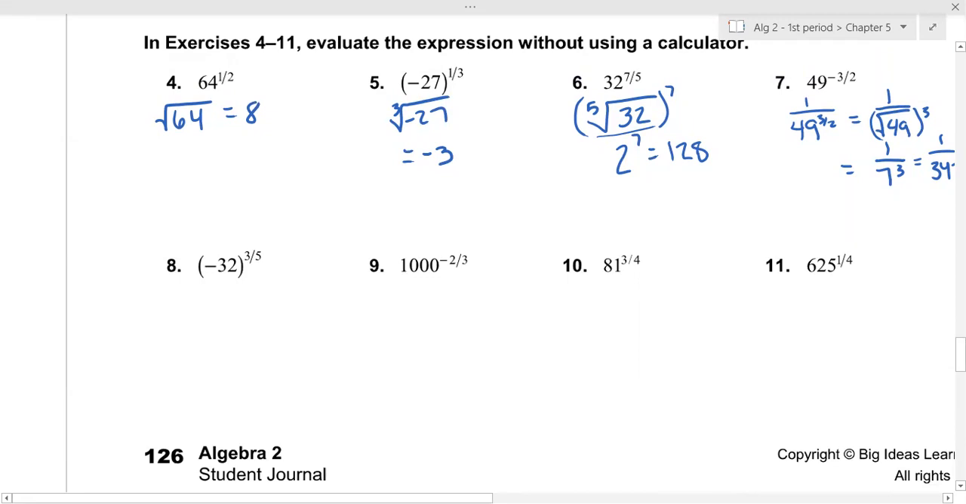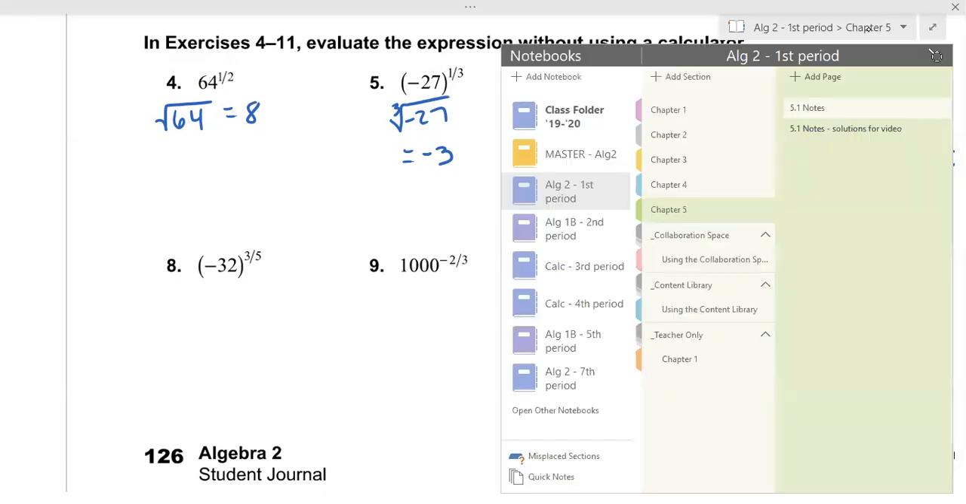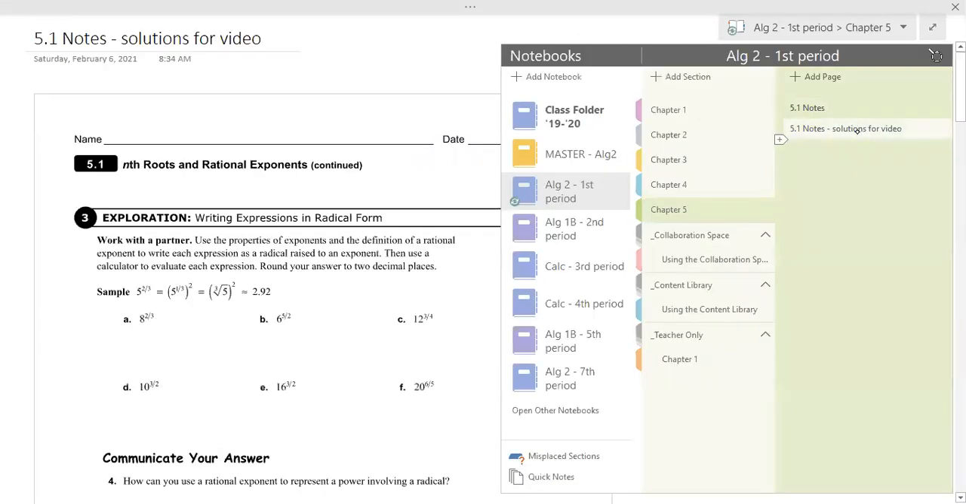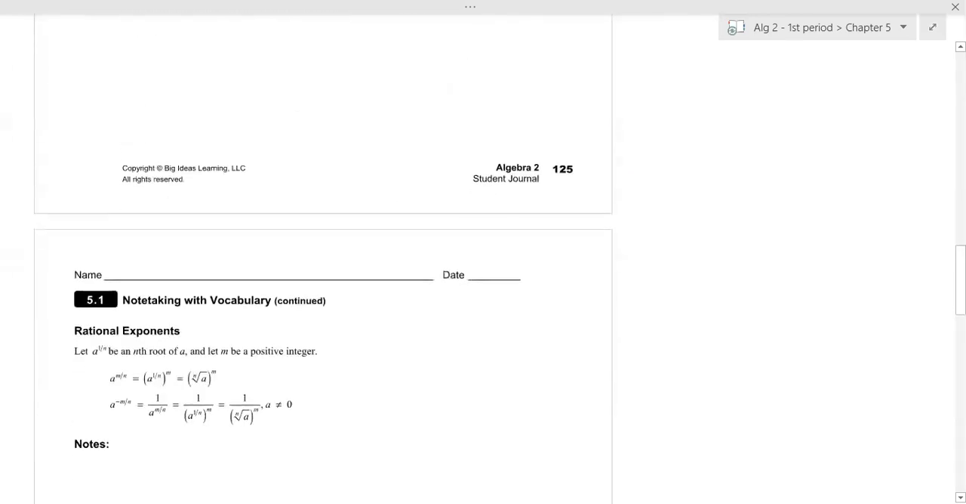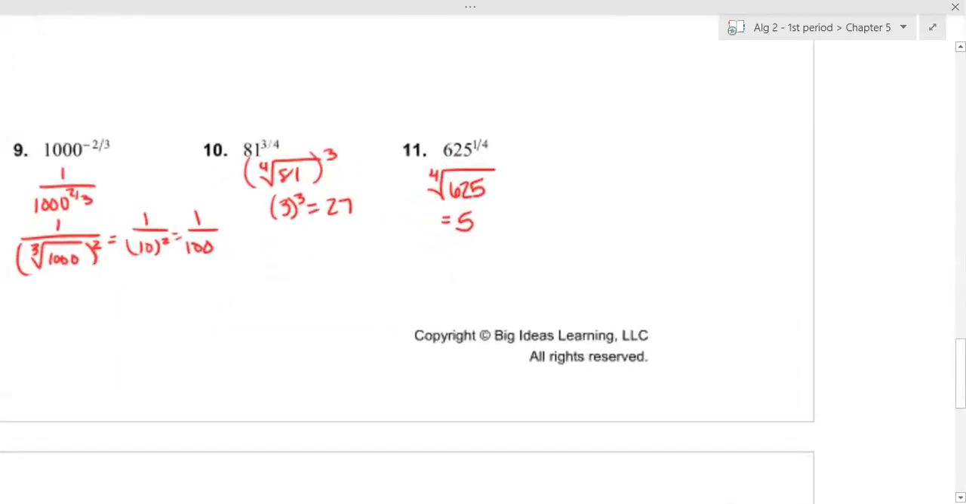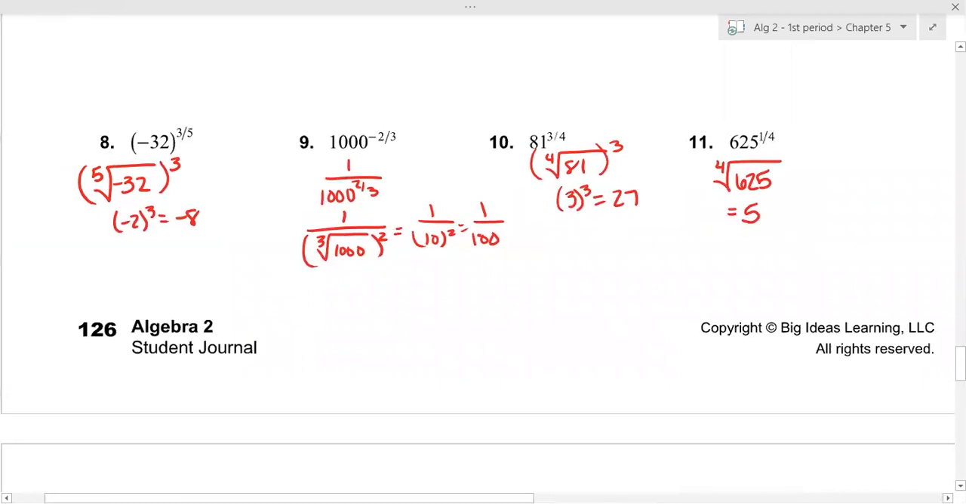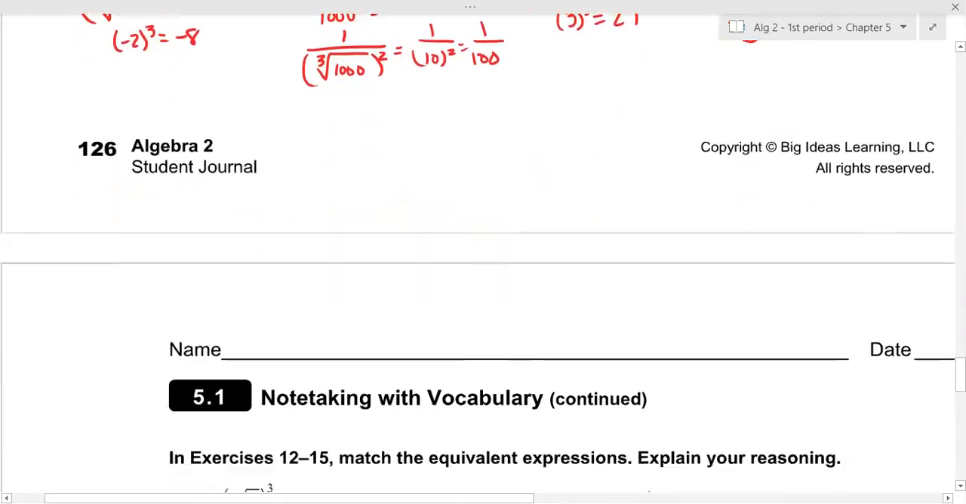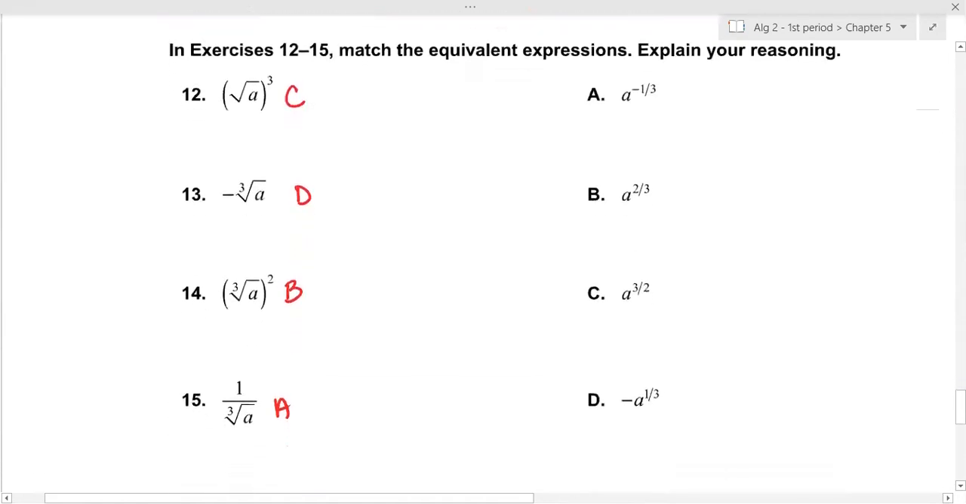Okay, hopefully you got some answers on your paper here. What I'm going to do is flip over to the answers to show you so that you can check what you have on your paper and check your 8, 9, 10, and 11. Let me know if you have any questions. And then 12 through 15 should be C, D, B, A. All right, good luck with the rest of the section.